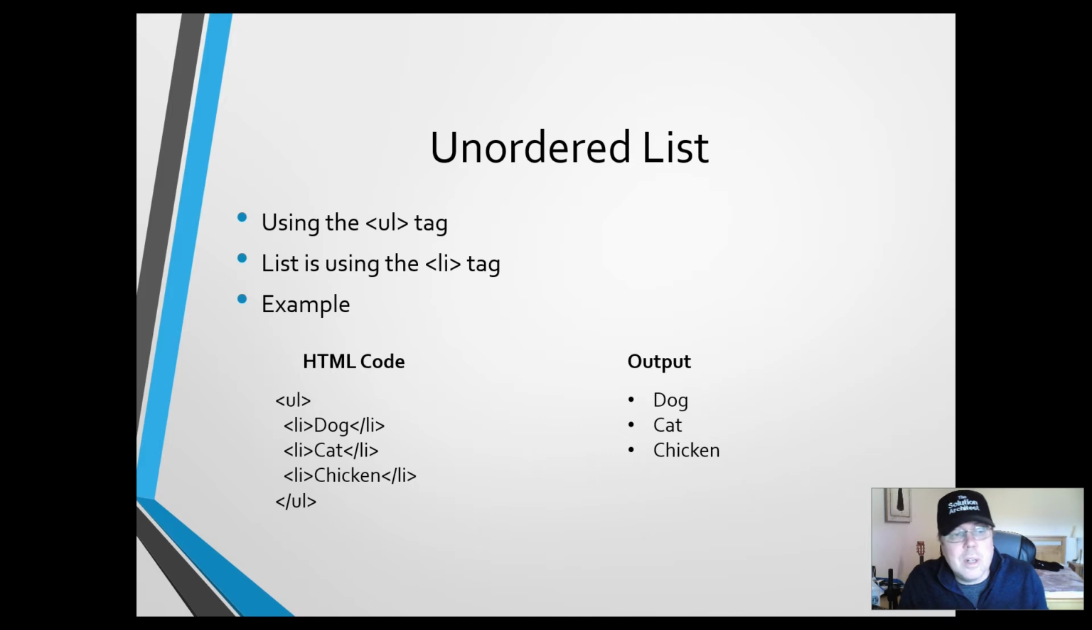The unordered list uses a UL tag. The list items use an LI tag, and you can see the example right here where I've got dog, cat, chicken. That's the HTML code, and the output will look like this.